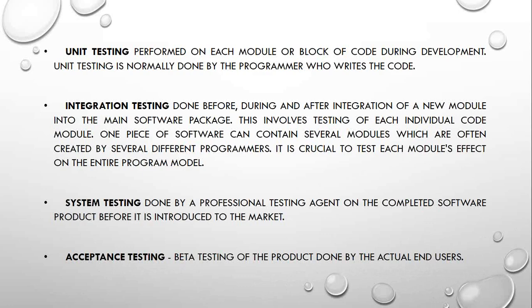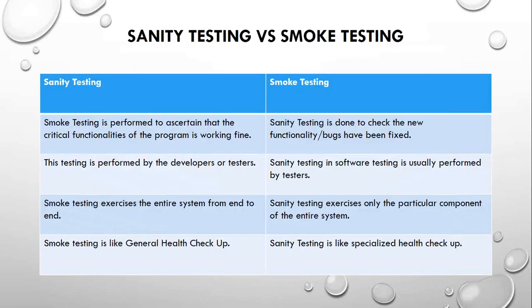Now I think you know about unit, integration and system, right? Okay, this is very important. Smoke and sanity are asked in almost all interviews if you put a resume as a software test engineer. Smoke testing is performed to ascertain whether the critical functionalities of a program are working or not. The first test you will do is the smoke test.